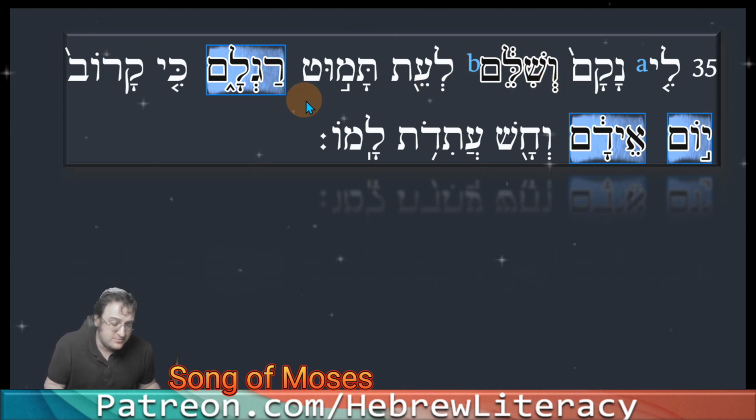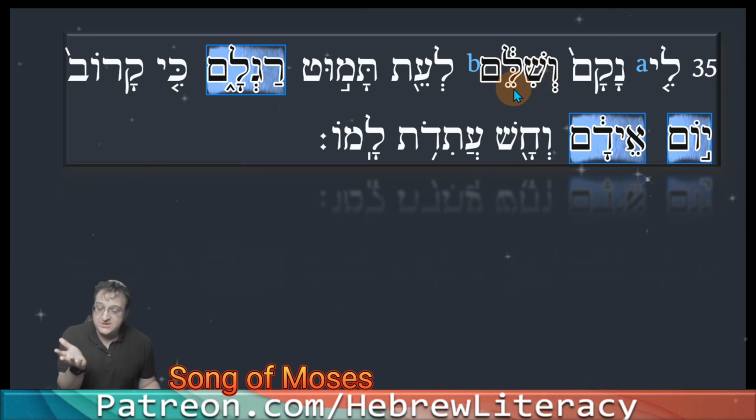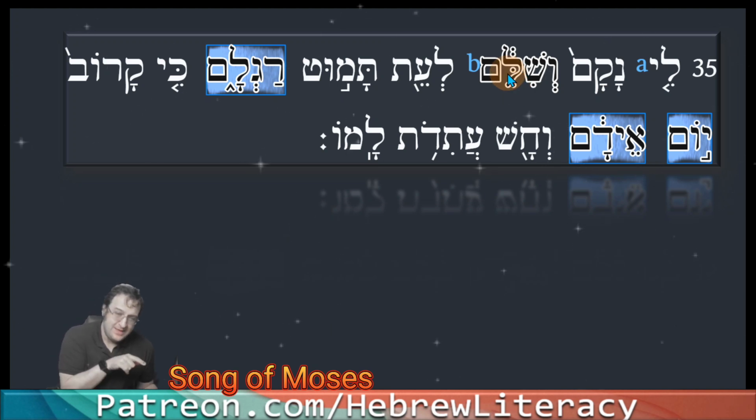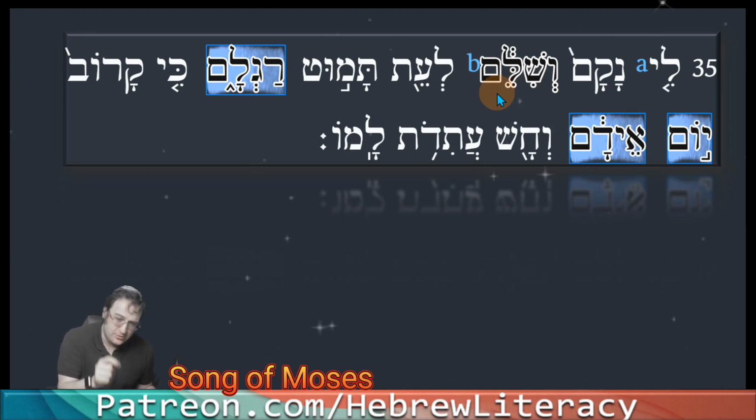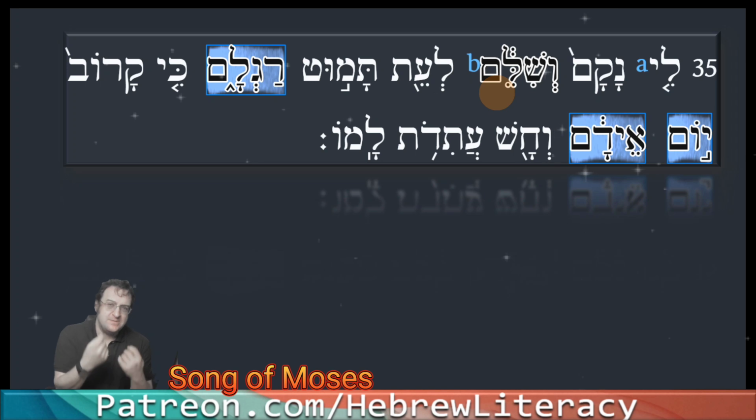Veshilem le'et tamut raglam. Veshilem, shin lamed mem, is related to shalom, right? The verbal root shalom is to be complete, to be whole. This is a piel, and it only shows up this way one time in Scripture, the way we're seeing it here, which is an intensive form of to be whole, to be complete. So it means to make complete, to cause to be complete, or to take vengeance.